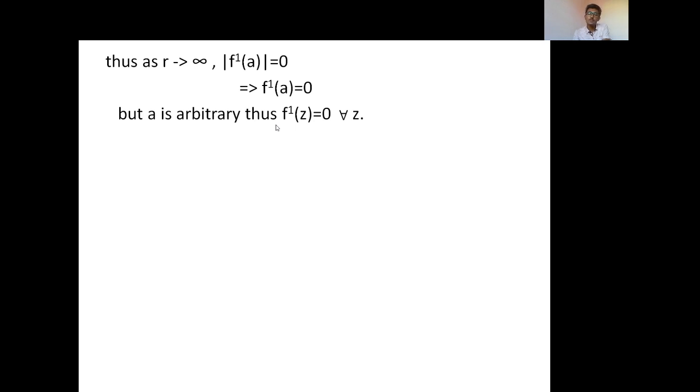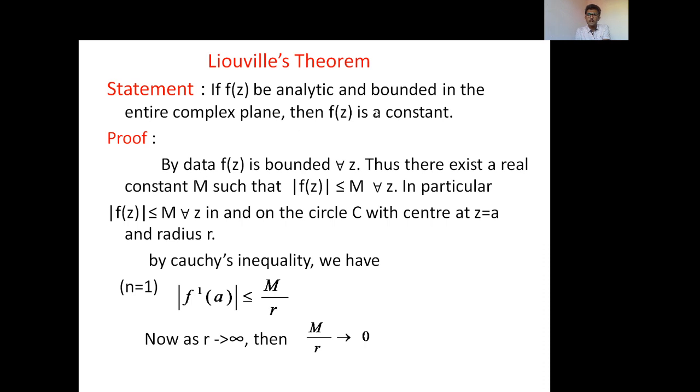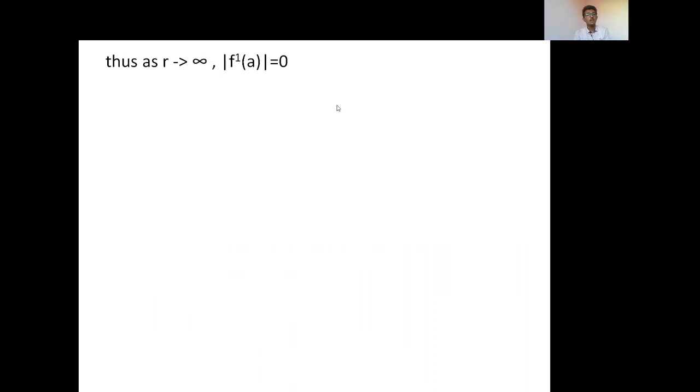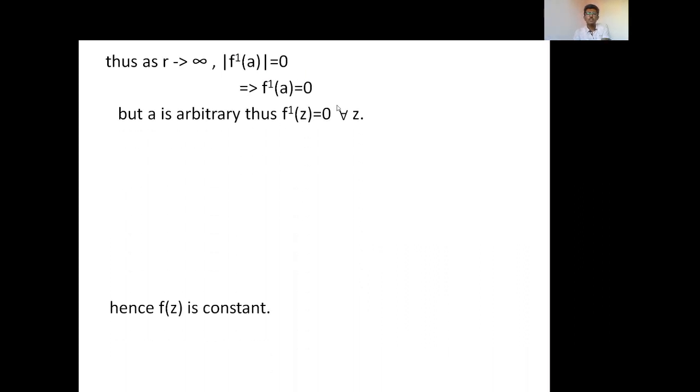But here f dash of z is equal to 0 for all values of z, which means in the entire complex plane f dash of z is equal to 0, which is nothing but f of z is constant. Therefore, given f of z analytic and bounded in the entire complex plane, f of z is constant. We are choosing the given data that f of z is bounded, and to apply Cauchy's inequality, we choose any circle with center z equal to a and radius r. Hence, any function which is analytic and bounded in the entire complex plane is a constant function. So these are equivalent definitions.